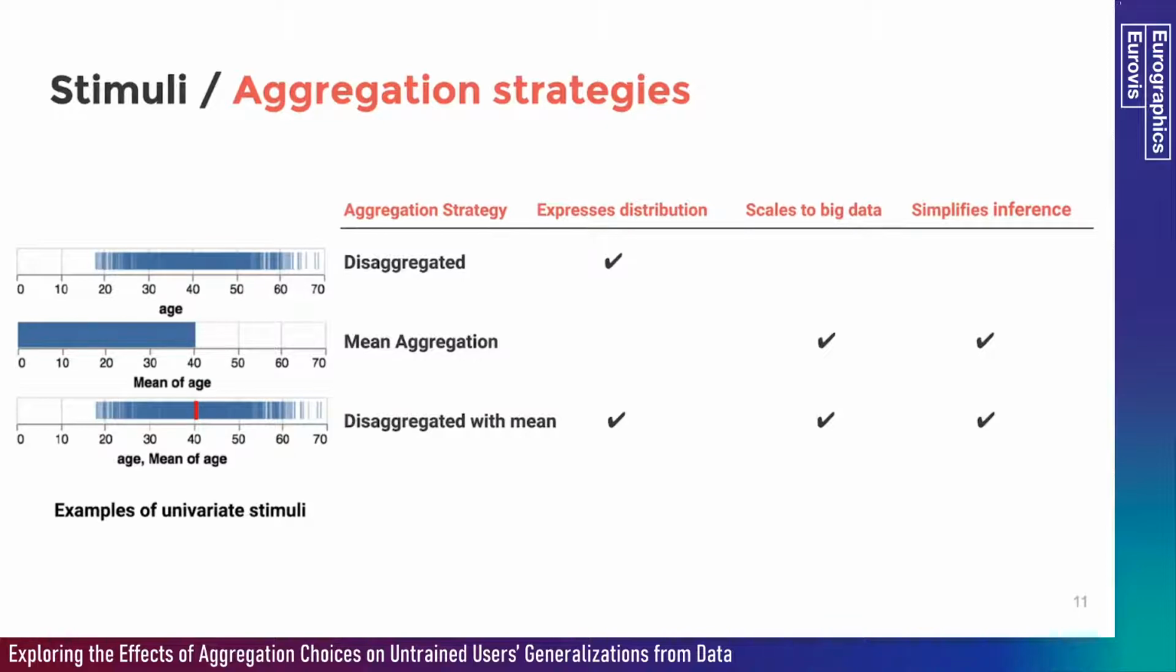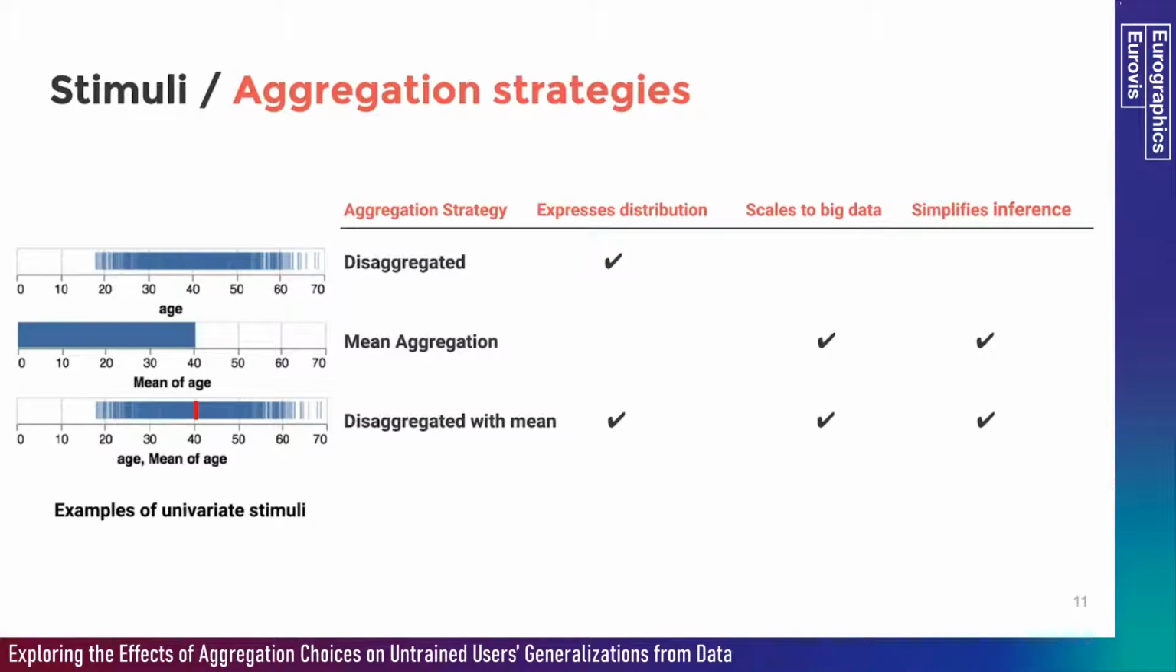While a mean mark atop disaggregated data might seem like the best because it fulfills all of these criteria, prior work on uncertainty visualization actually suggests that users may overuse summary marks showing a mean to make judgments, such that they ignore distributional information even when it's available. So we considered it an open question whether the disaggregated views with means would actually prove the best for generalization accuracy and other measures.